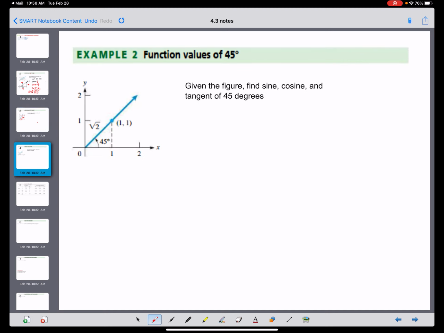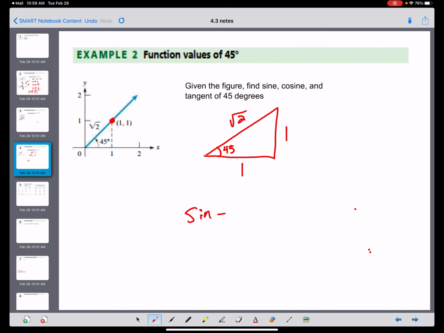So here it is saying tangent of 45 degrees. If we sketch this out, we're saying that this is 45 degrees. It tells us that we have this point right here, 1, 1. So that means that this is 1, this is 1. And then they give us the hypotenuse is the square root of 2. So I feel like you'd be able to do that. I'll just do it real quick.